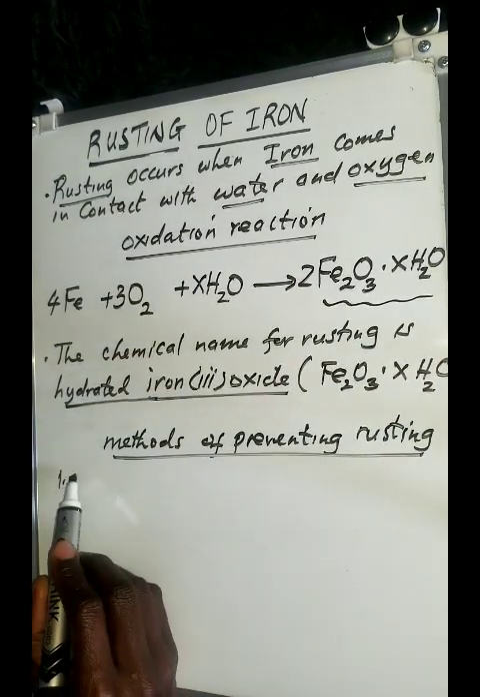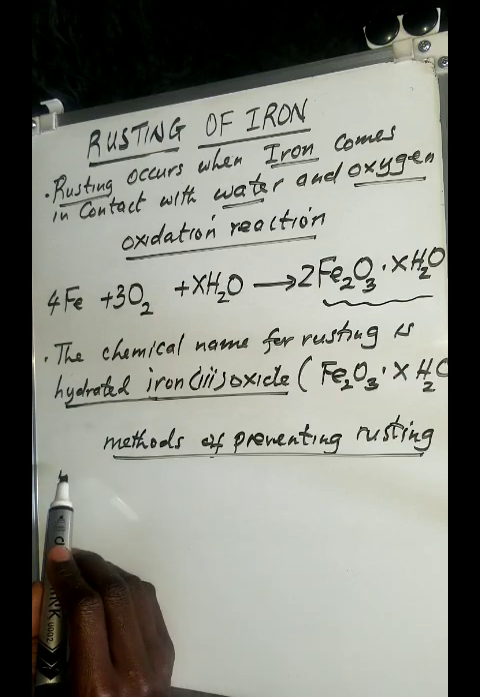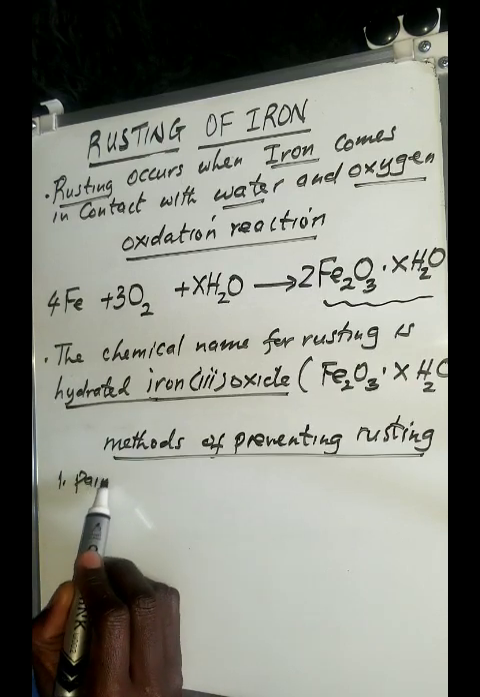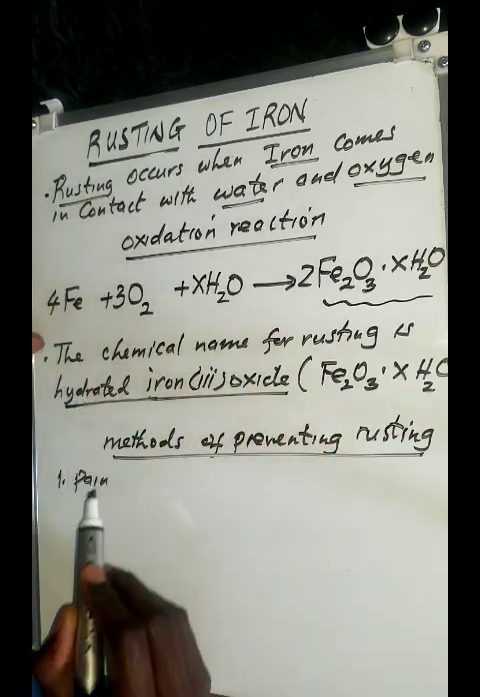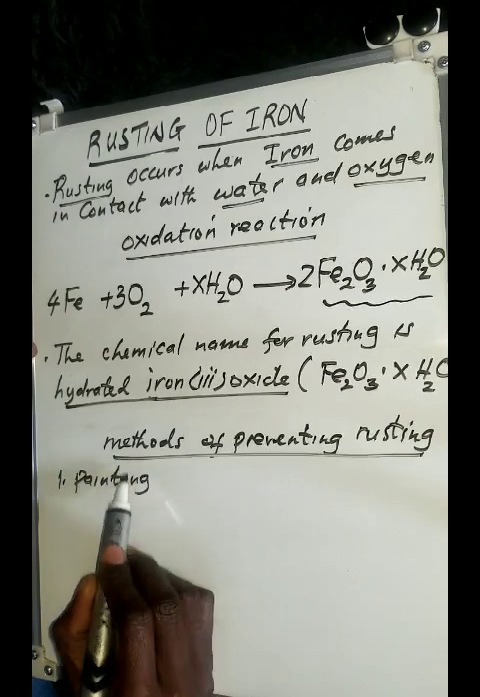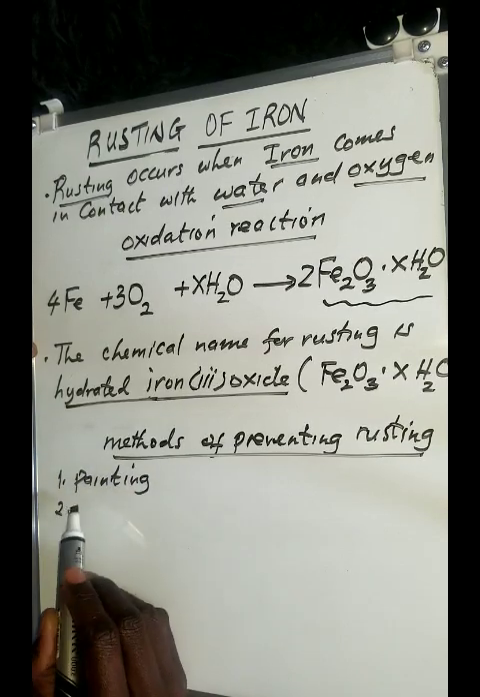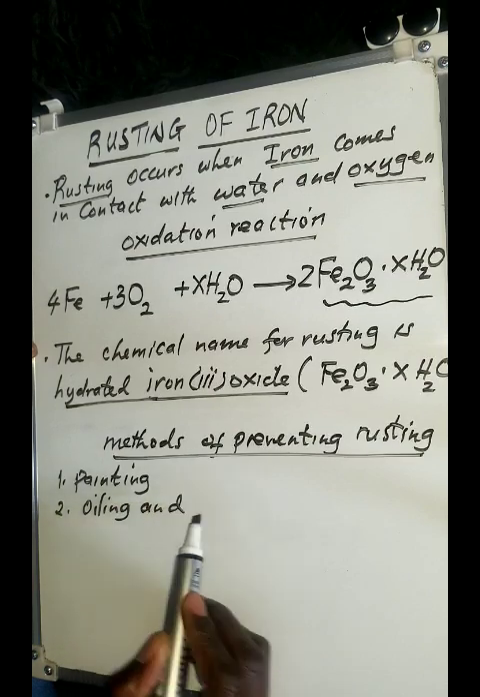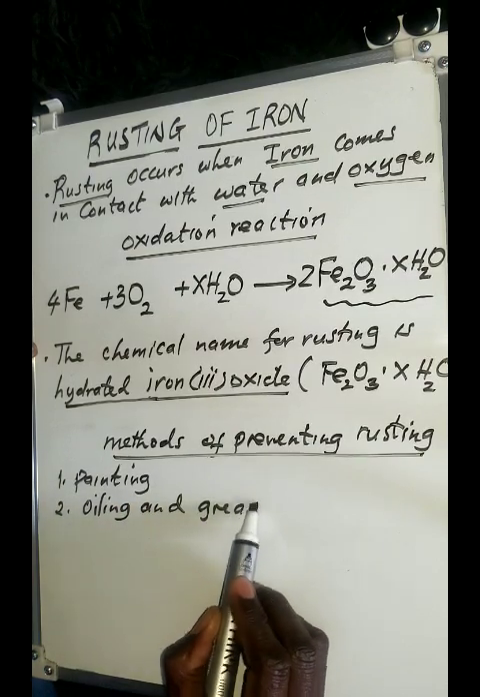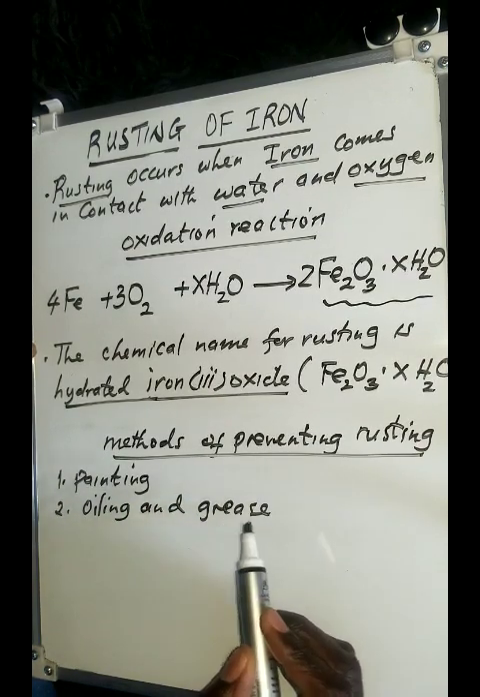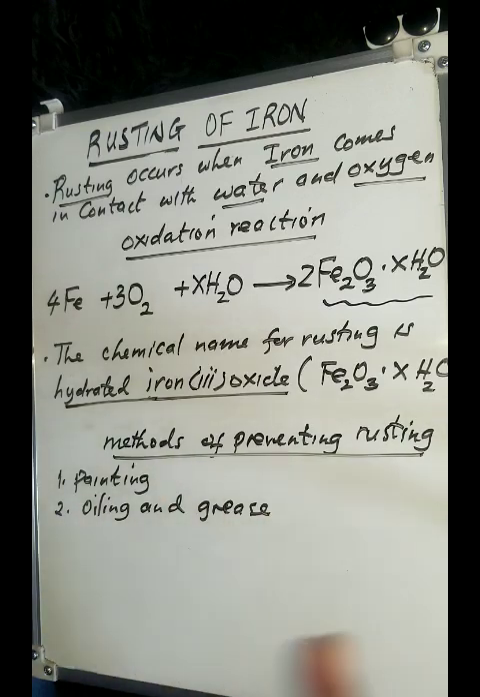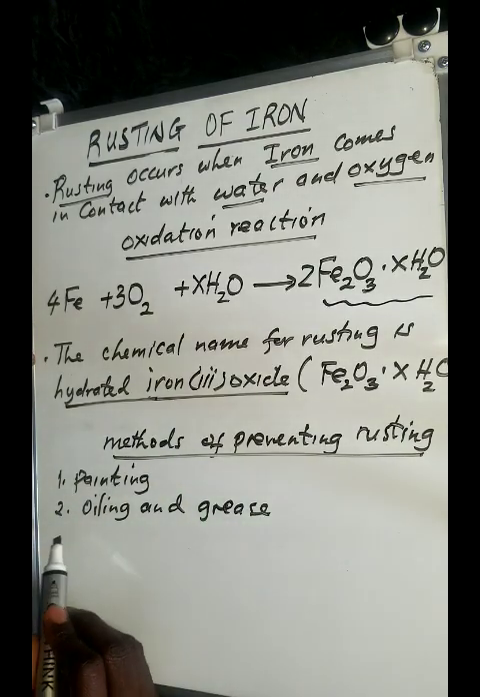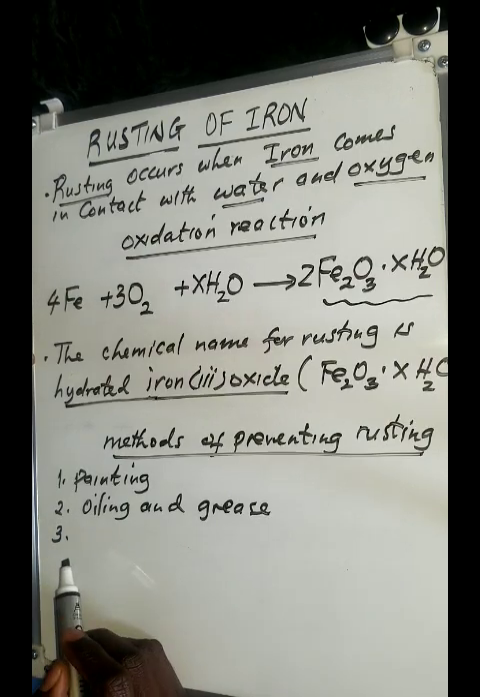One, most people are going to paint. So you want to cover the layer of the metal, so you can do that by painting. Two, you can talk about oiling and greasing, where people apply grease. For example, if you want to prevent the bicycle chain from rusting, you can apply grease so that you prevent it from rusting.